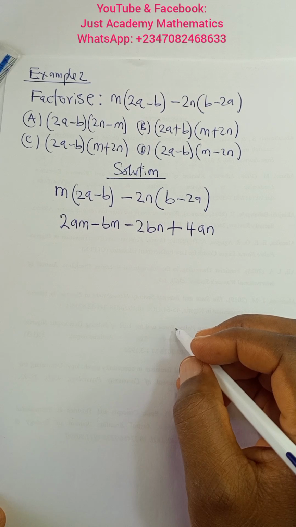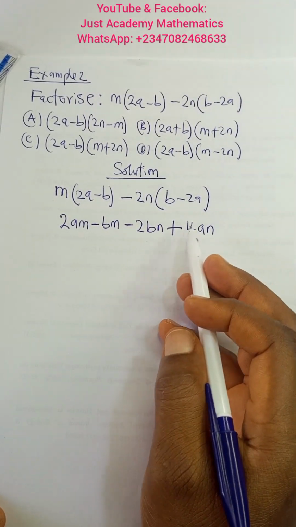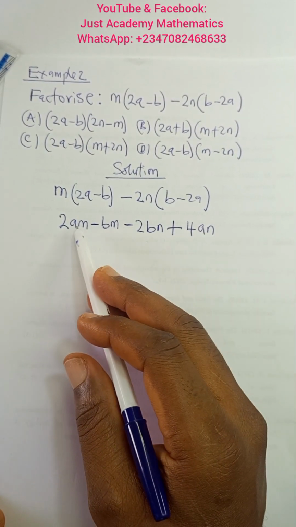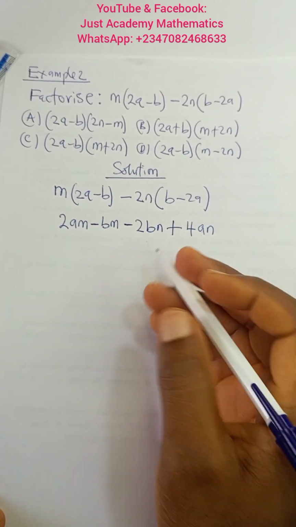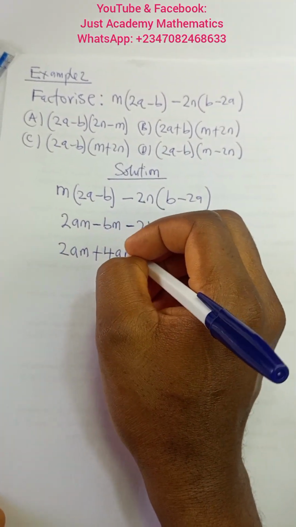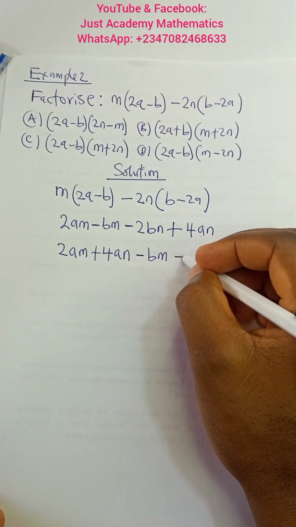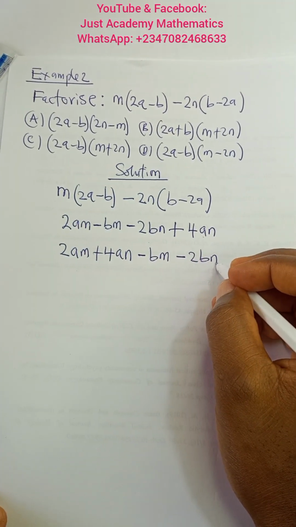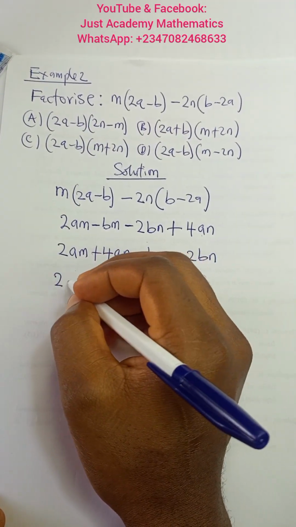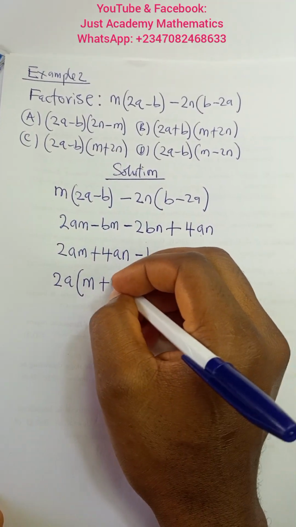Are you there? Now that we have done that, we need to rearrange because this pair and this pair do not work. Here there is 2a and here there is 4a. We can take this and this. That is 2am followed by plus 4an. Then minus bm minus 2bn. So in this first pair now, what is common? Obviously, 2a is outside. What will remain inside? It will remain m plus 2n.